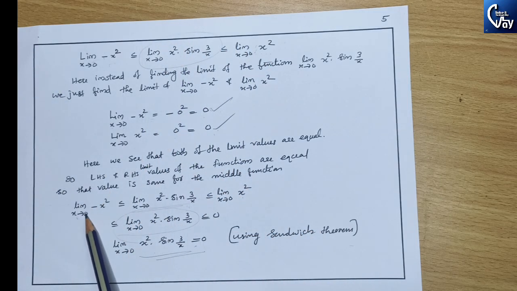Is it clear? So limit x tends to 0 of minus x square less than or equal to limit x tends to 0 of x square into sin 3 by x less than or equal to limit x tends to 0 of x square. So these two are zeros, and both of them are equal. So that value is applied to the middle function, that is g of x. The limits of f of x and h of x are equal, then that limit is applied to g of x also. So limit x tends to 0 of x square into sin 3 by x is also 0. This is how we apply the sandwich theorem in problems. Is it clear? Thank you.